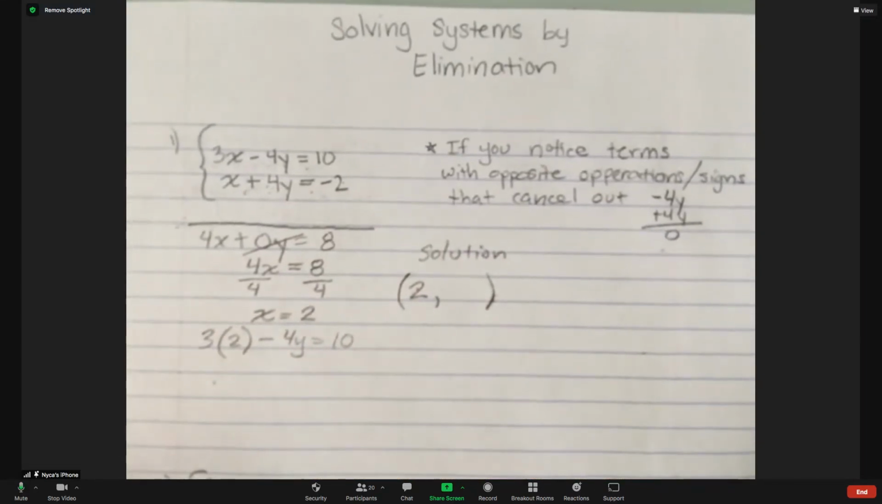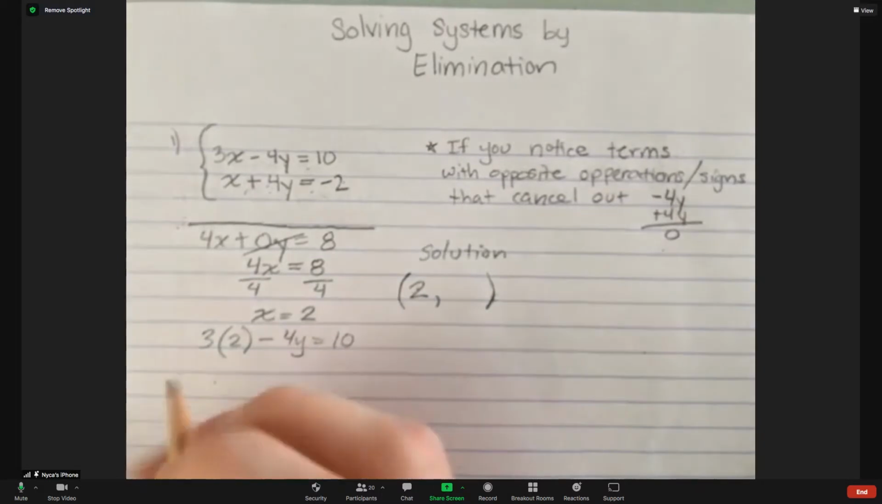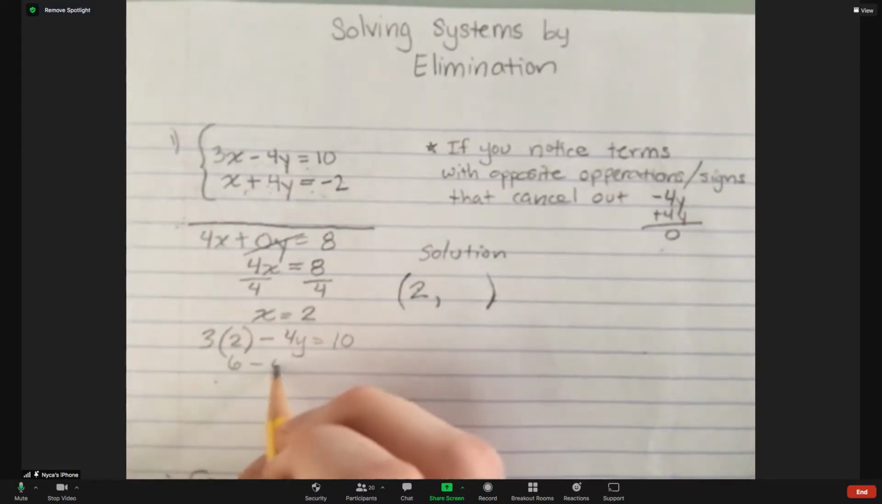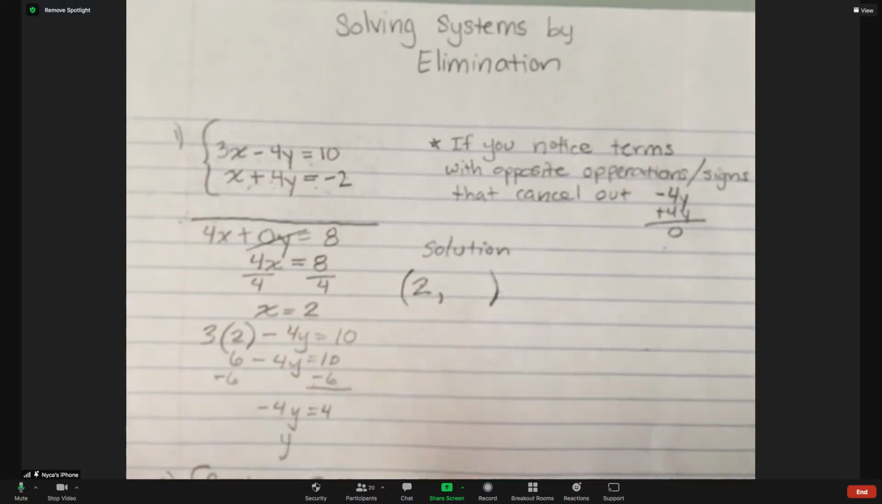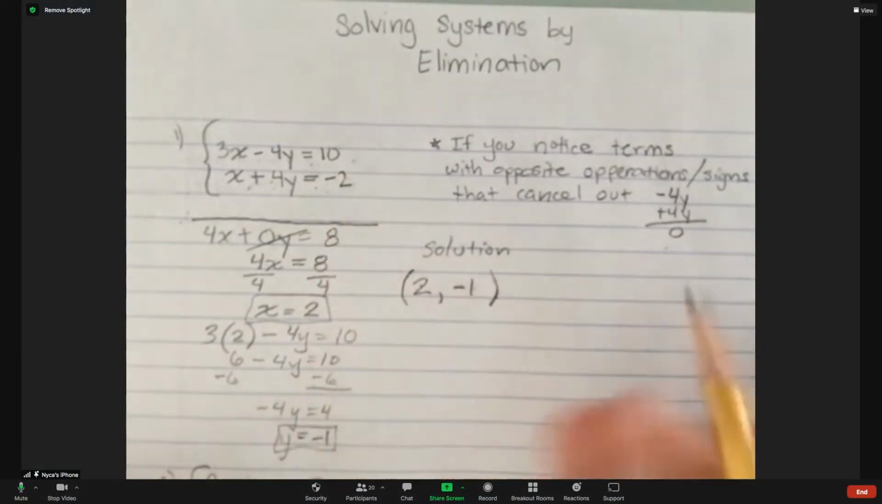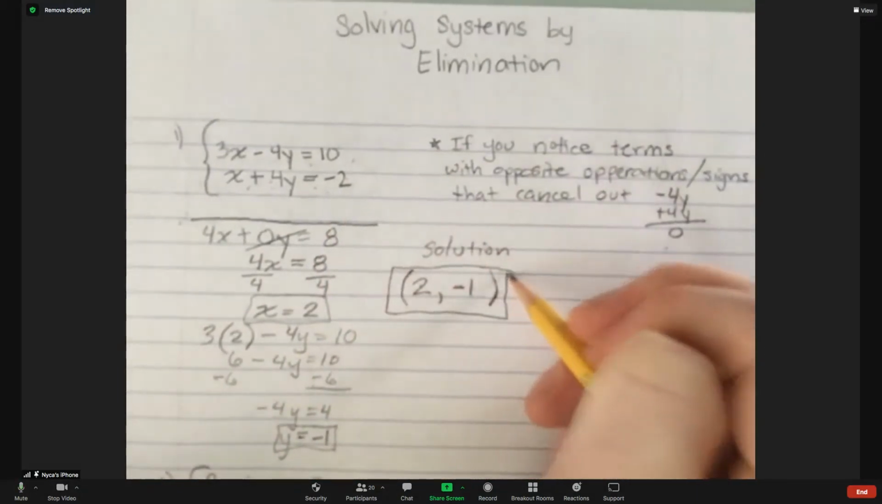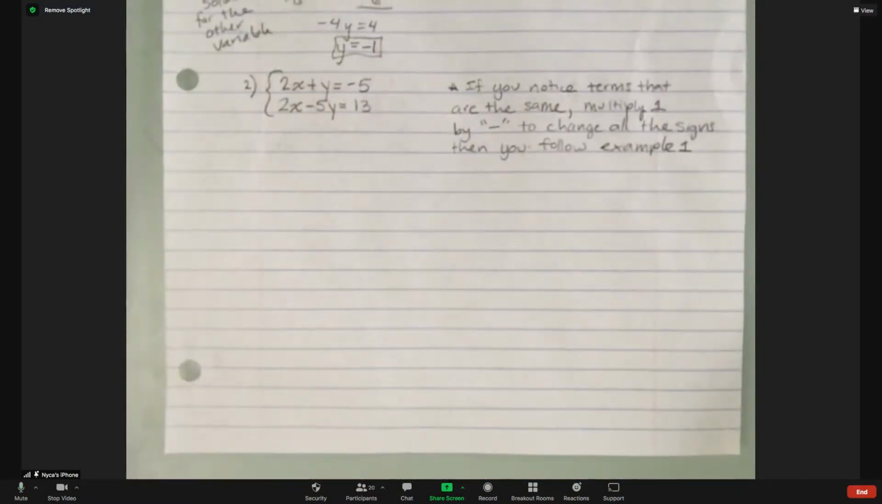Now I need to get the y by itself by doing inverse operation. So 3 times 2 is 6, minus 4y equals 10. Move the 6 over, minus 6. Negative 4y equals 10 minus 6 is 4. To get y by itself, you need to divide both sides by negative 4. That means that y is equal to negative 1. So the ordered pair for the solution to these two systems, which makes both of these equations true, would be at 2, negative 1.